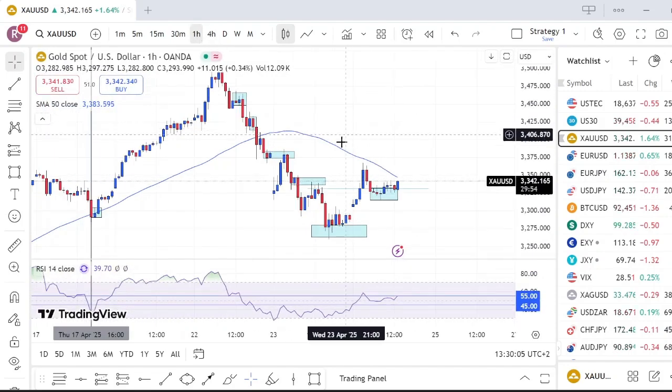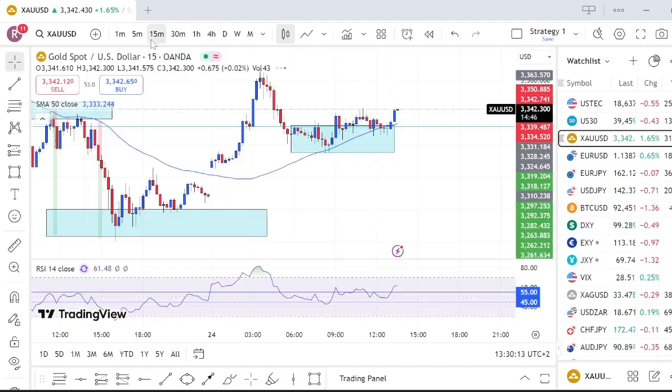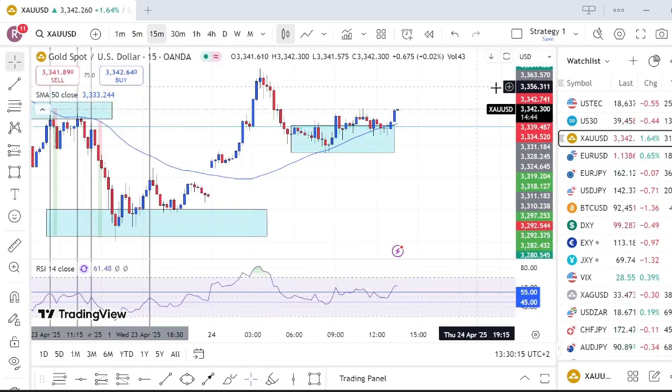but also being cognizant of the fact we are approaching the 50 SMA on the 1-hour. But with the 4-hour time frame being bullish, I'm more confident to take it based on the bias of the 4-hour time frame. So that is very much the analysis today, short and sweet. That's what I want to do.